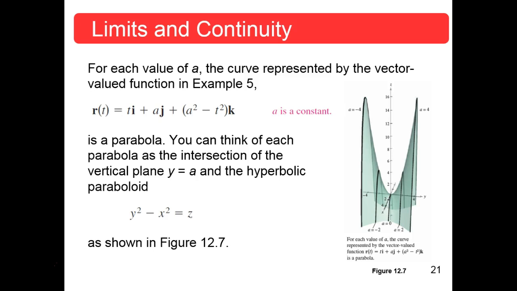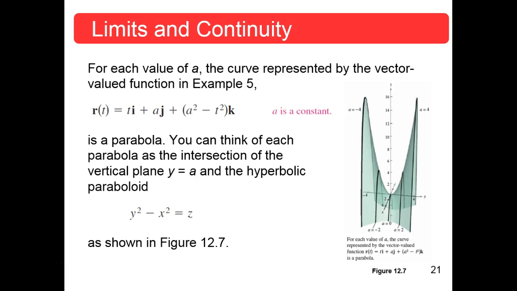When a is equal to 0, you have t i minus t squared k, and that's a parabola. It's hard to see here, but it's in the xz plane. There is no y component of it. A is equal to 0, that's the y component at 0. So it's a parabola that's opening downward because the square term is negative. So that's your standard old parabola in the xz plane.